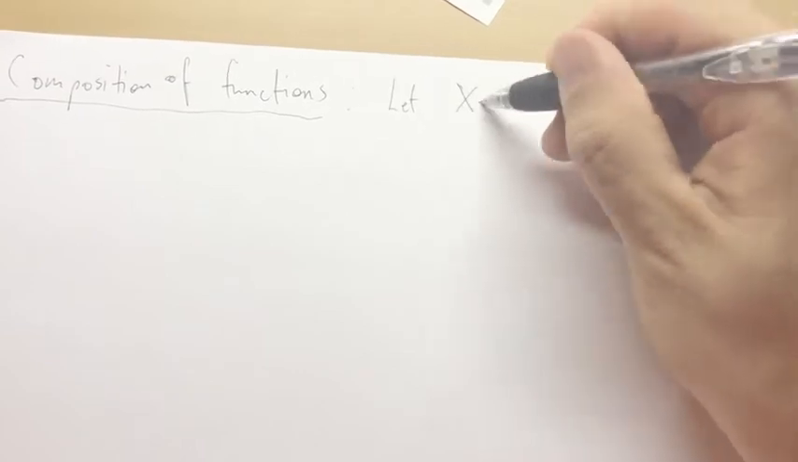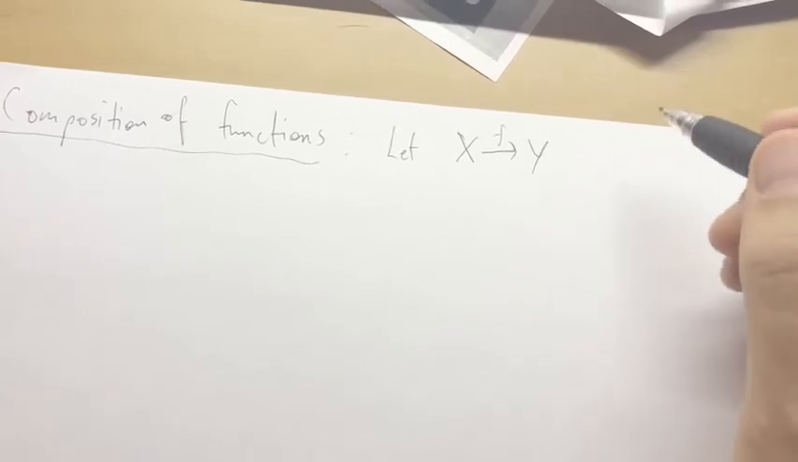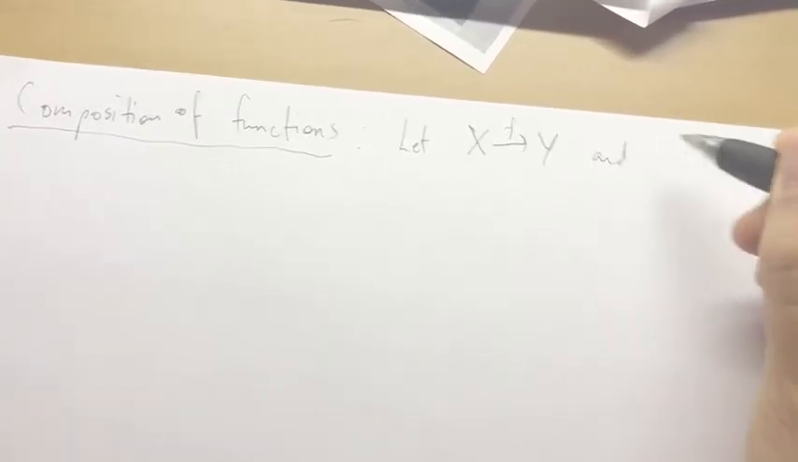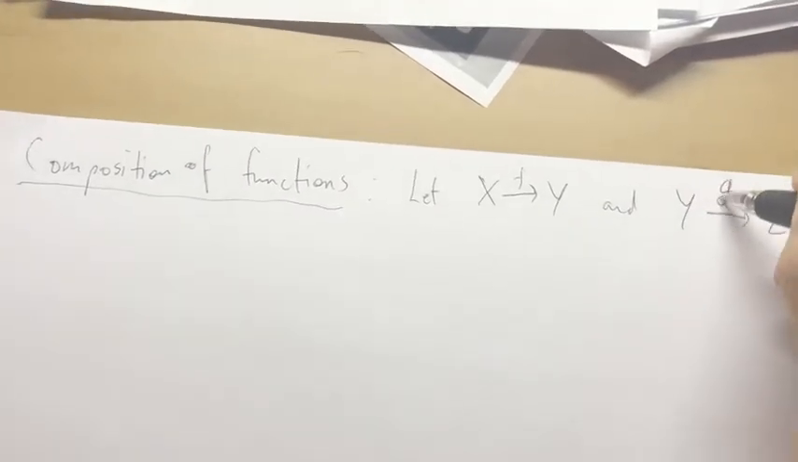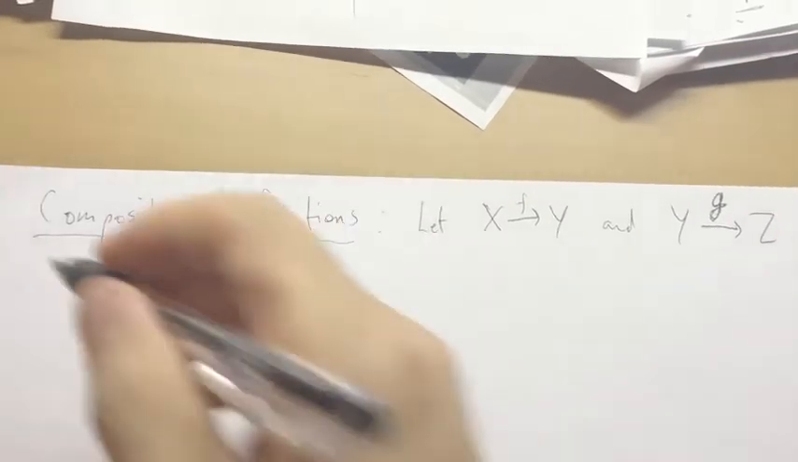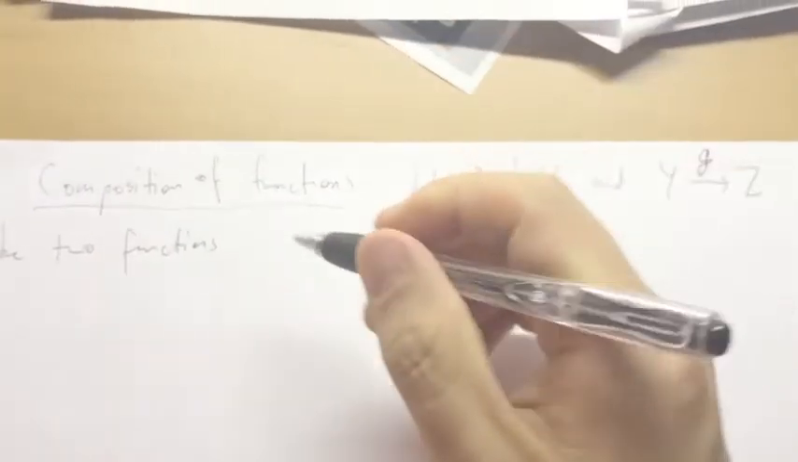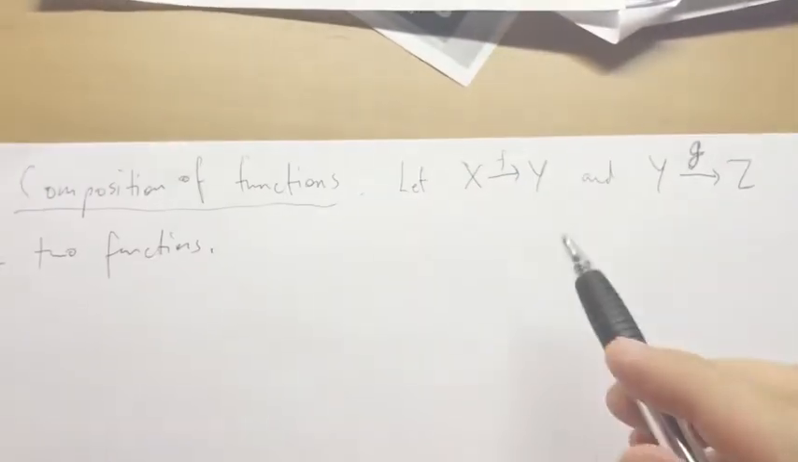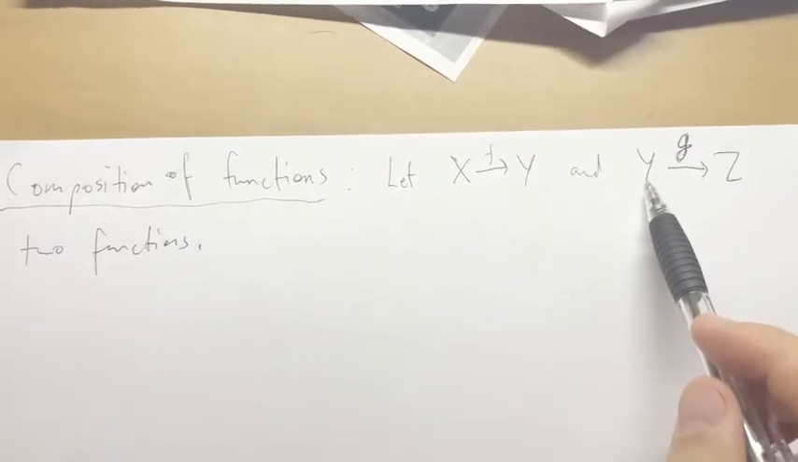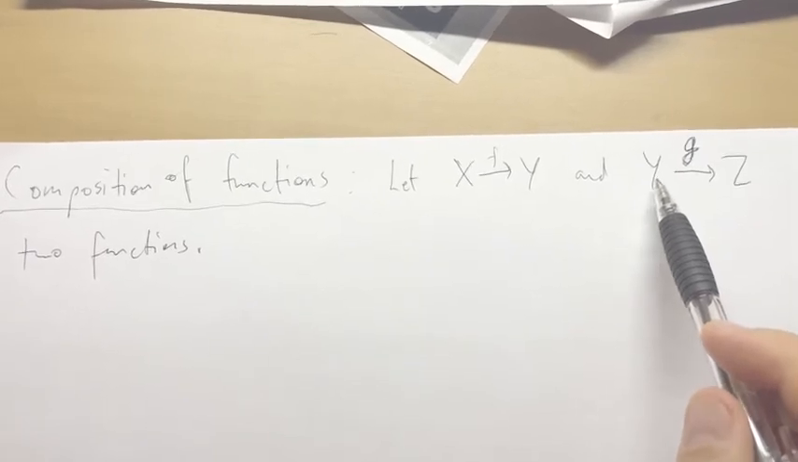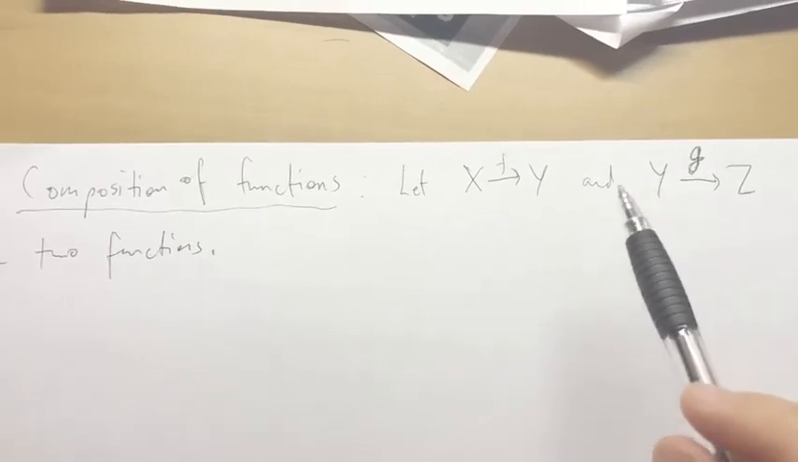So let's use this notation to be more suggestive of what we want to do. Let f be a function from x to y, and let's call this g, a function from y to z. Be two functions. Okay, so they're not arbitrary because we're requiring that the codomain of f is equal to the domain of g. So these have to match up.